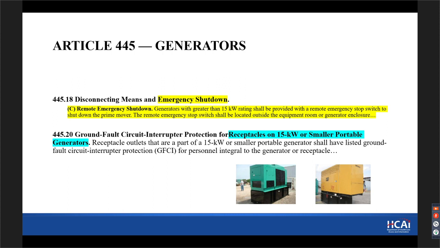Remote emergency shutdown: generators that are greater than 15 kW shall be provided with a remote emergency stop switch to shut down the prime mover located outside the equipment room or generator enclosure. And then here's just another reference for GFCI for the receptacles on 15 kW generators.